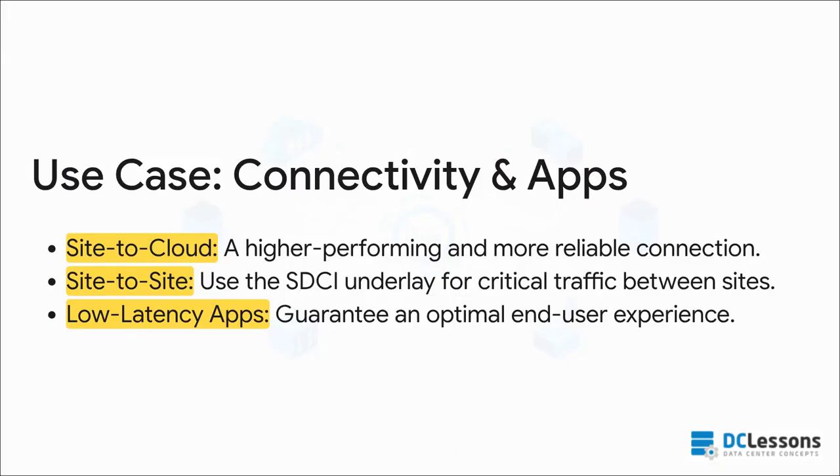While it's obviously fantastic for site-to-cloud, its power really shines for site-to-site connectivity. Using your Cisco SD-WAN policies, you can intelligently route your most critical traffic, like that voice and video, over the high-performance SDCI underlay between your sites. This makes absolutely sure your latency-sensitive apps always get the performance they need, which guarantees a great end-user experience.